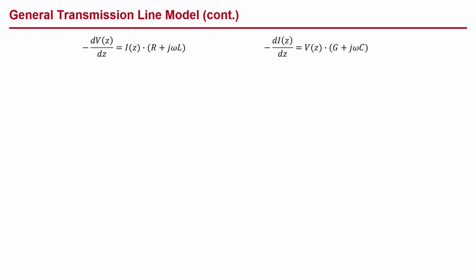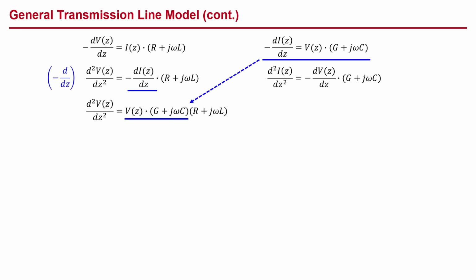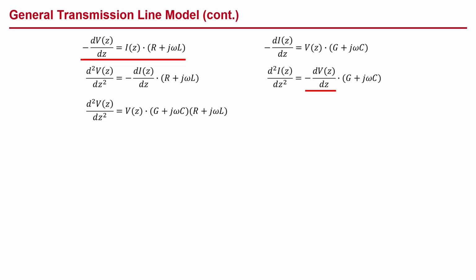Now let's take this pair of equations and take the negative derivative of each one with respect to z. This gives us minus dI/dz on the right side of our first equation. We have an expression for that in the starting version of our second equation, and we'll make that substitution. Similarly, we have minus dV/dz on the right side of the second equation. We have an expression for that in the starting version of our first equation, and we'll make that substitution.